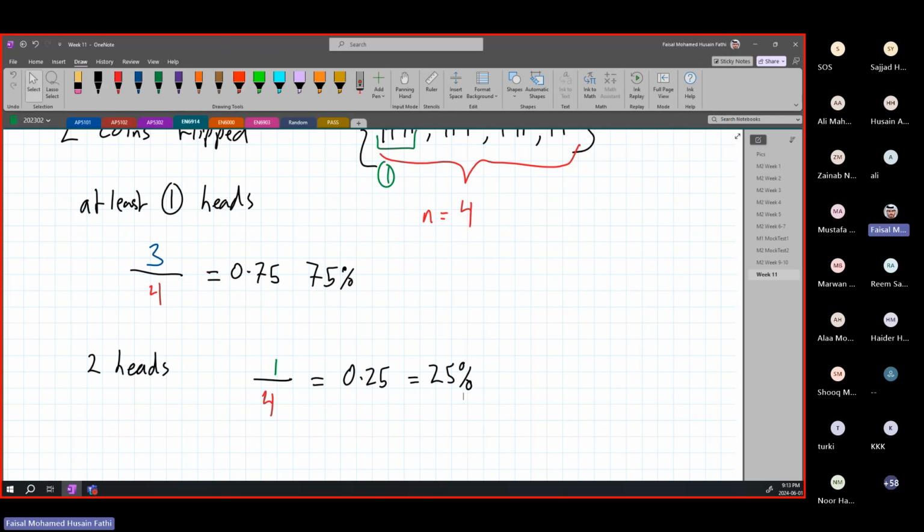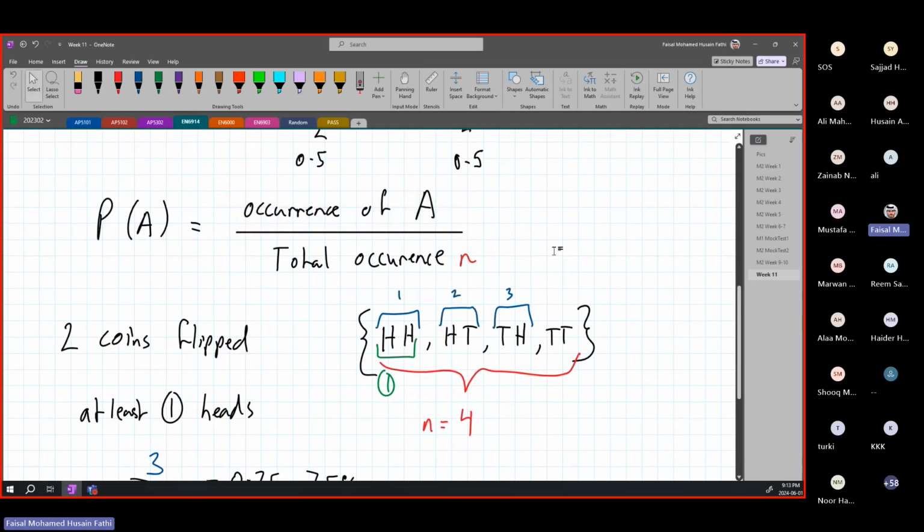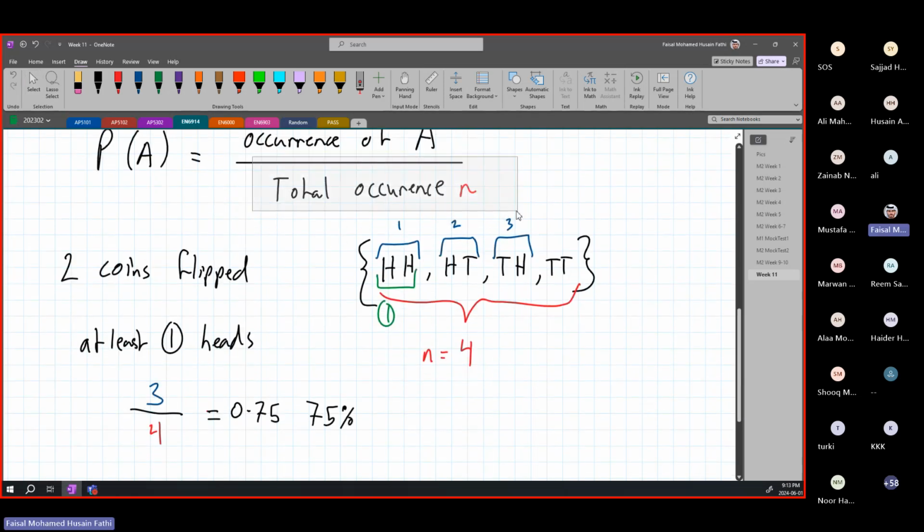And this is the basics of probability. So you have the probability of an event occurring, all right? And you have the total number of events that will occur.